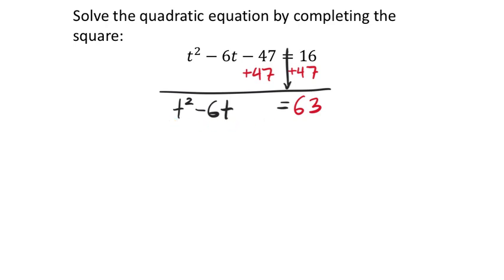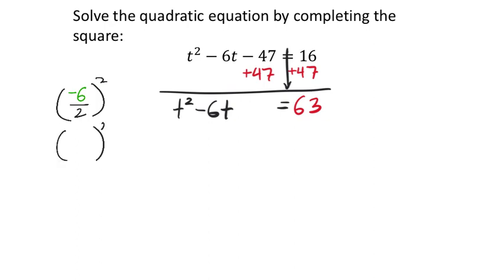Again, it's going to be a perfect square trinomial. So it's t squared minus 6t, and I got to have a value right there. Now, since it's an equation, it is a principle of equality. If you do something to one side, you must do it to the other side. So I'm going to take my middle coefficient there, which is negative 6. I'm going to divide that by 2, and I'm going to square it.